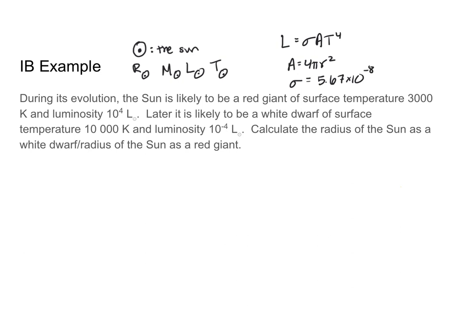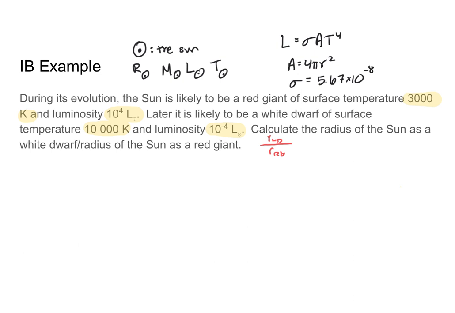During its evolution, the sun is likely to become a red giant of surface temperature 3,000 Kelvin and luminosity 10 to the 4th times the luminosity of the sun as it is today. Later, it is likely to be a white dwarf of surface temperature 10,000 Kelvin and luminosity 10 to the negative 4th times the current luminosity of the sun. We need to calculate the radius of the sun as a white dwarf divided by its radius as a red giant.